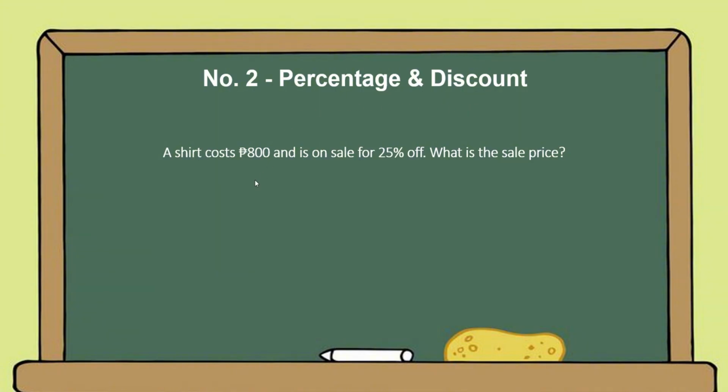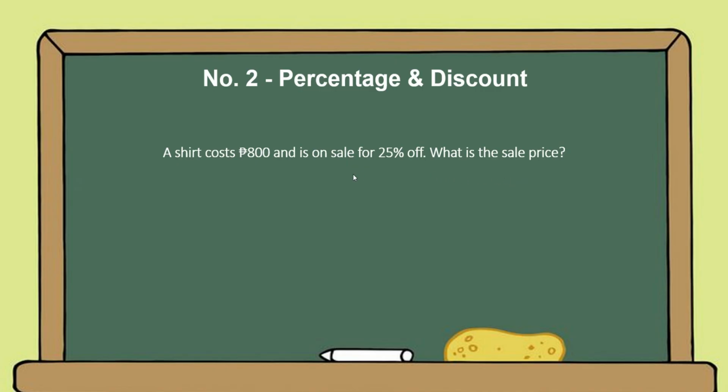Here we have another example problem on how to solve percentage and discount math problems. A shirt costs 800 pesos and is on sale for 25% off. What is the sale price? The problem states that a shirt costs 800 pesos and is on sale for 25% off. We are asked to find the sale price of the shirt after the discount.